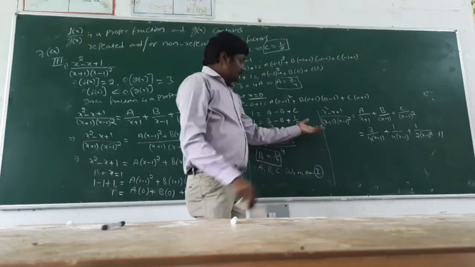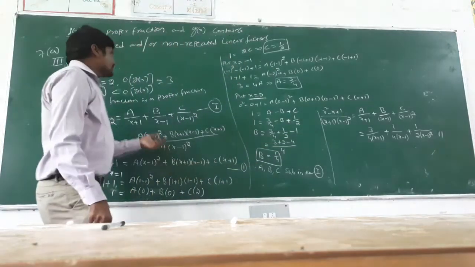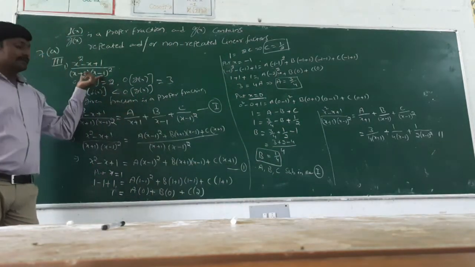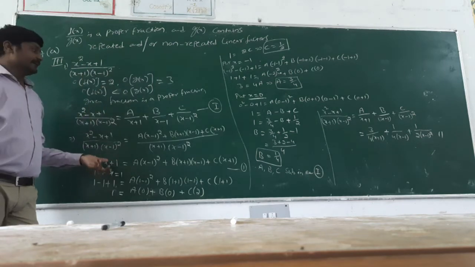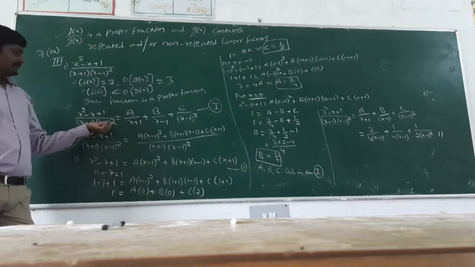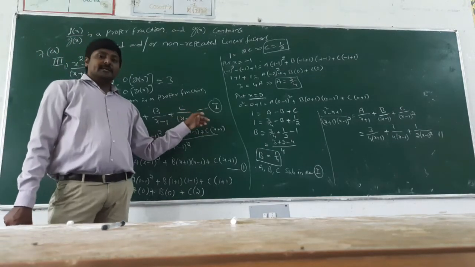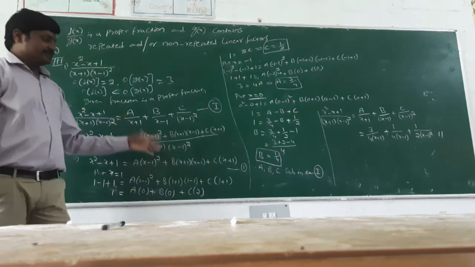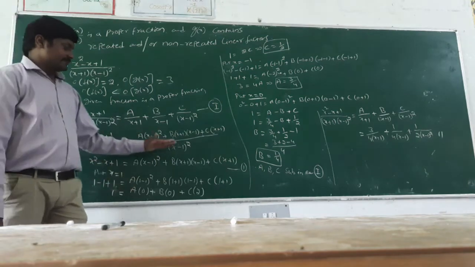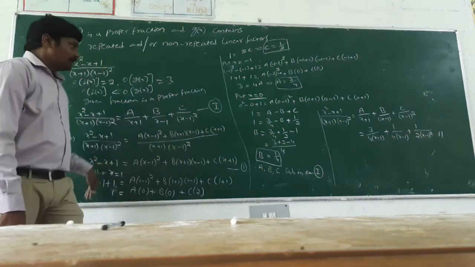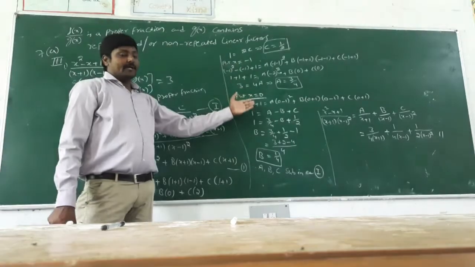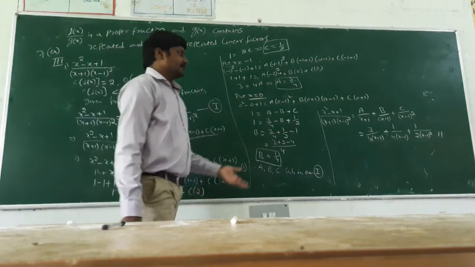Okay. This is the second type of partial fraction. G of x contains the repeated linear factor. Here observe the x minus 1 whole square. We take b by x minus 1 plus c by x minus 1 whole square. The rest of the problem remains the same. First of all, LCM on both sides is cancelled and we substitute the x values. We get the constant values finally.